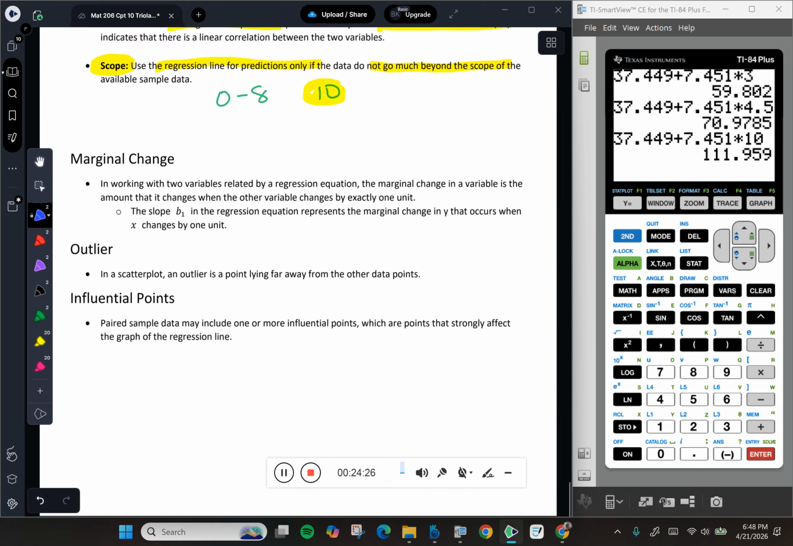Okay. Just some other things. Marginal change. Of course, it's stats, so we can't call it slope.